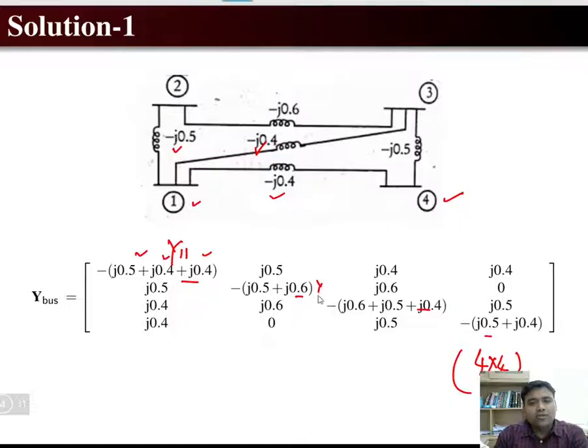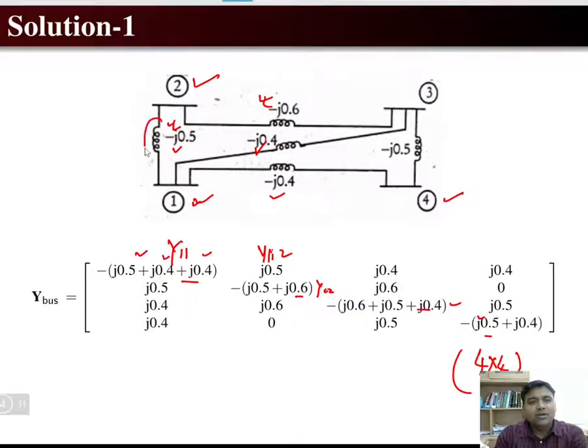Similarly, if we want to find Y22, then only 2 admittances are connected to it. Y33 and Y44 will be formed similarly, following guideline 1. Guideline 2 will help us with the off-diagonal elements. Element Y12 is basically all the admittances that are connected between the two nodes, or between the two buses 1 and 2.